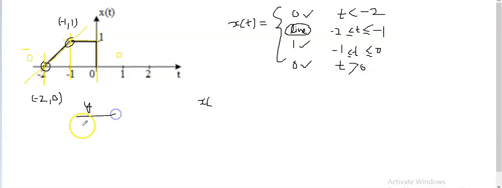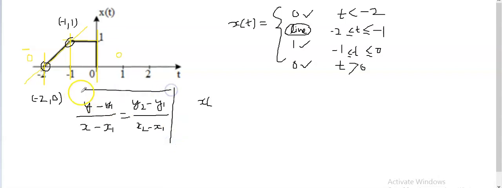2-point equation आपको पता ही है, आपने 12th में पढ़ी हुई है. (y minus y1) upon (x minus x1) is equal to (y2 minus y1) divided by (x2 minus x1). Okay, this is the 2-point line equation. So using this we can find out what is on the y-axis. Y-axis is x(t). Let us suppose हम ये वाला point y1 ले लेते हैं.